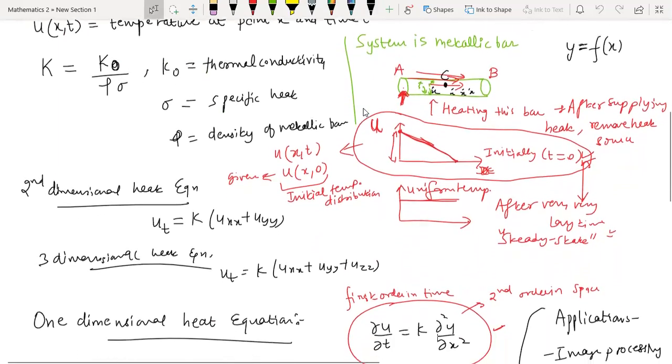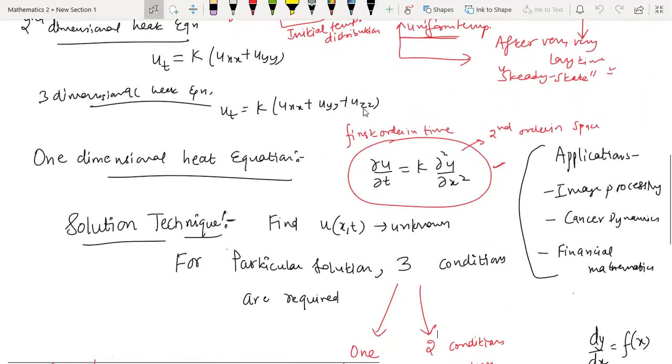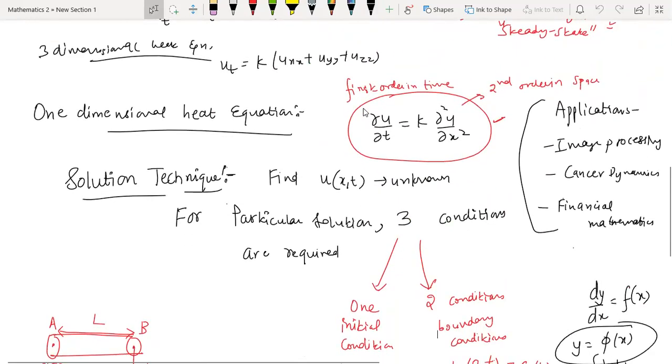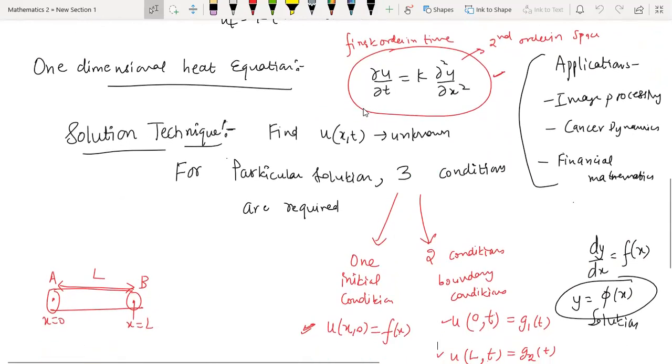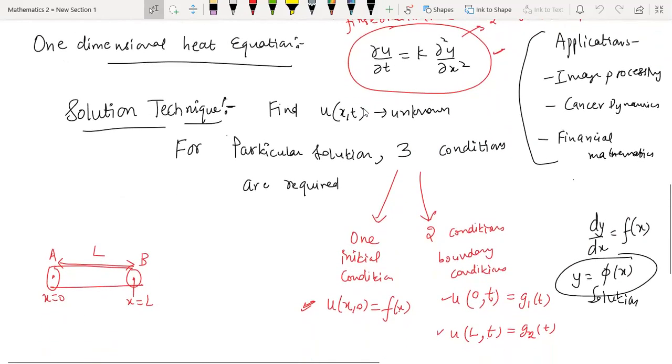And then I told you there are two dimensional and three dimensional versions also, but we are going to only look at the one dimensional heat equation. Del U by del T is the constant times del 2 U by del X square.